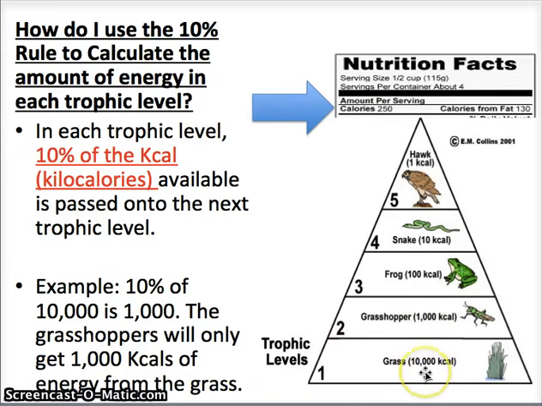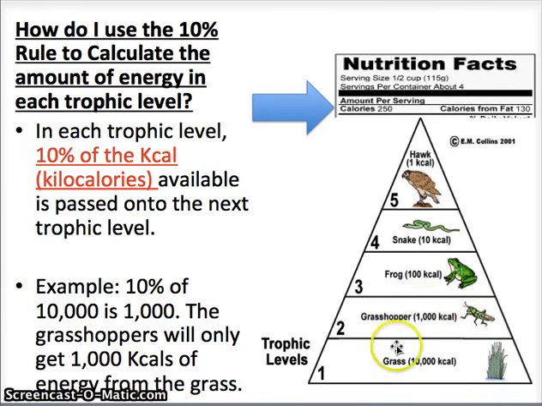So 10% of 10,000 is actually 1,000, and so that's why there's 1,000 here. And if you calculate 10% of 1,000, it would be 100, and so the frog only actually gets 100 calories from each grasshopper, because 90% of the 1,000 calories that was in the grasshopper gets used up by the grasshopper to stay alive, and so on and so forth.